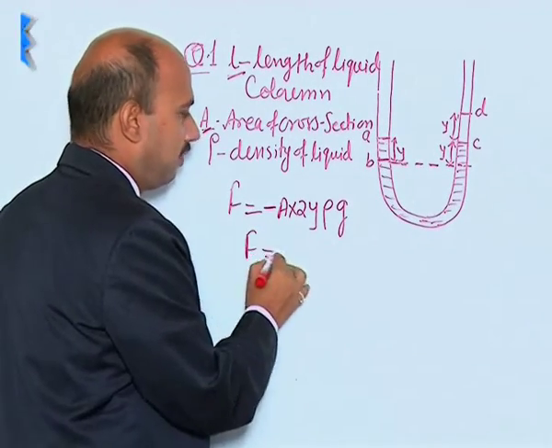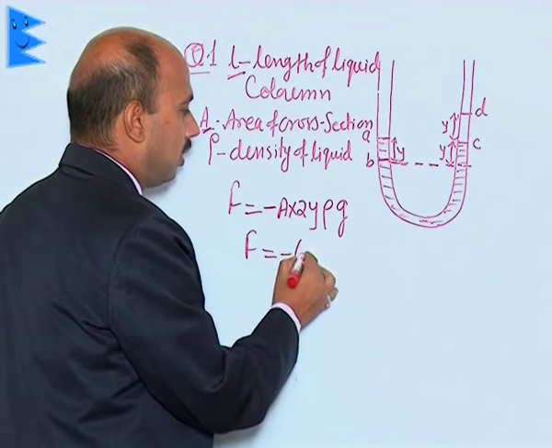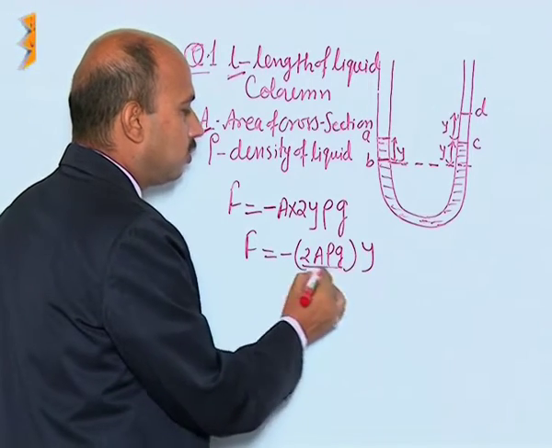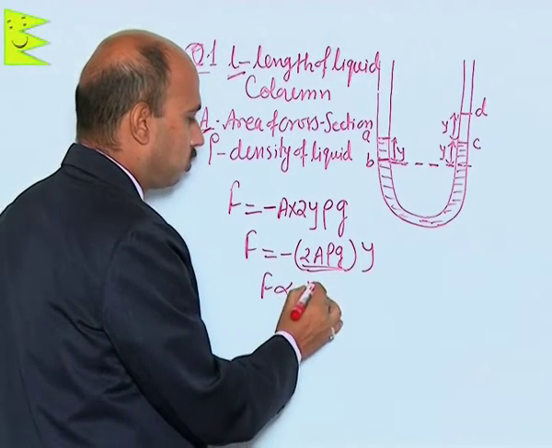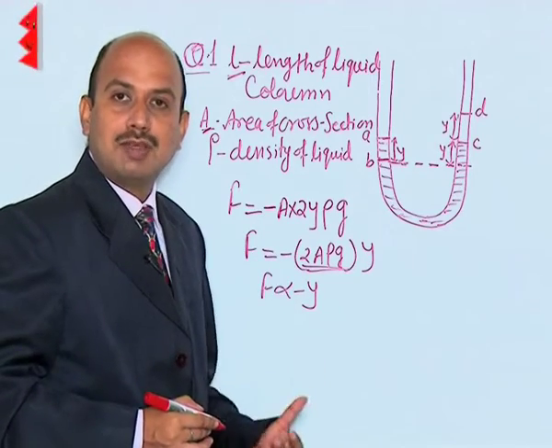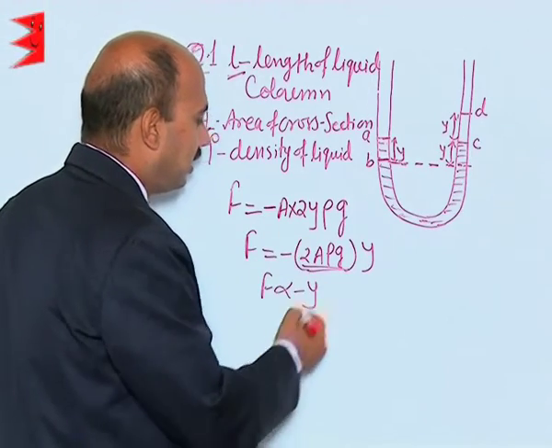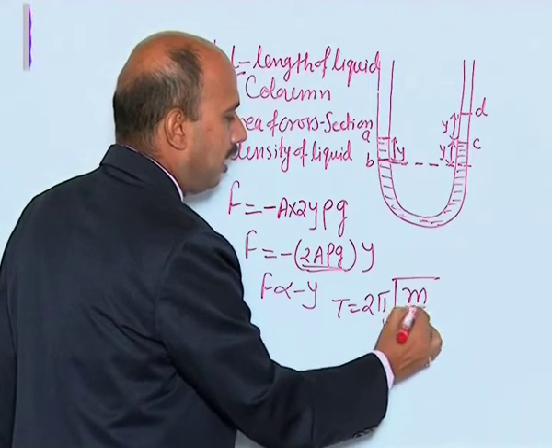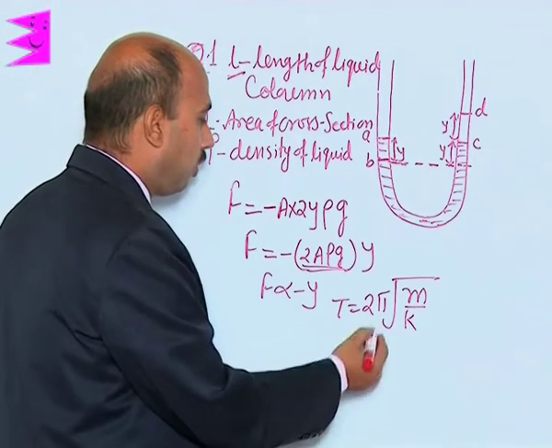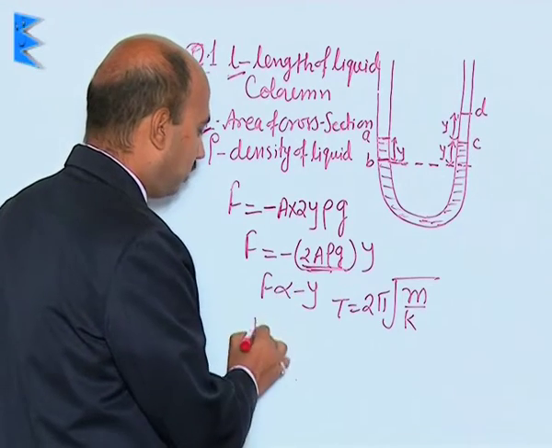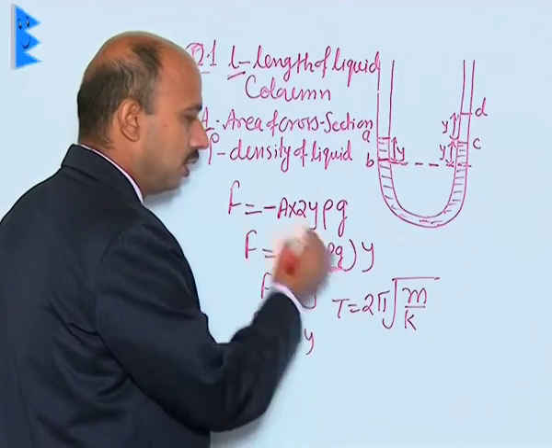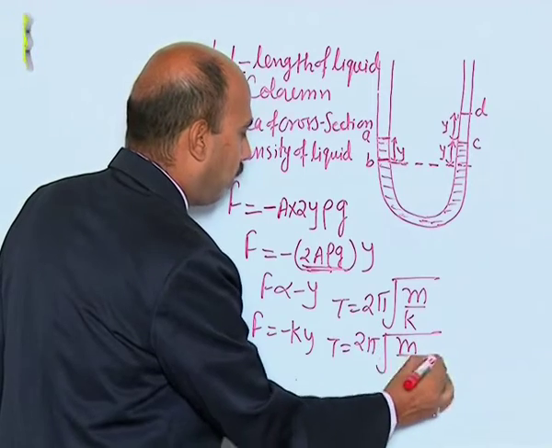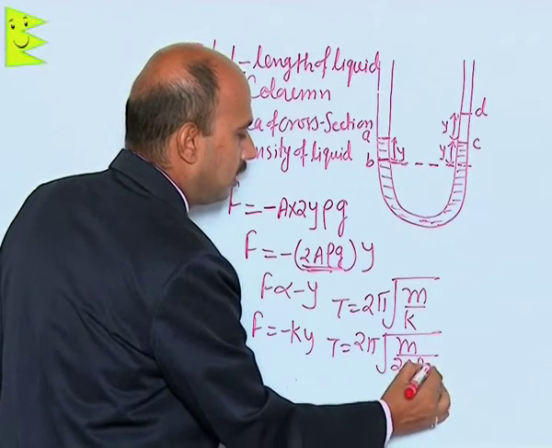So, we can write F is equal to minus twice of A rho g into y. This is constant. So, we can write F is proportional to minus y. That motion is simple harmonic. So, we can get here the time period T is equal to 2 pi under root of m upon k. In place of k, we can put this one because F is equal to minus ky. So, we can write T is equal to 2 pi under root of m upon twice of A rho g.